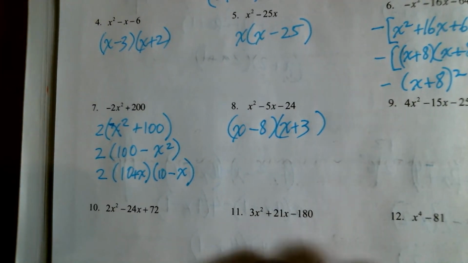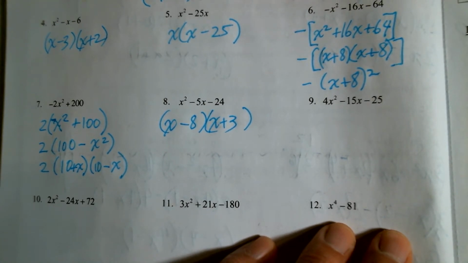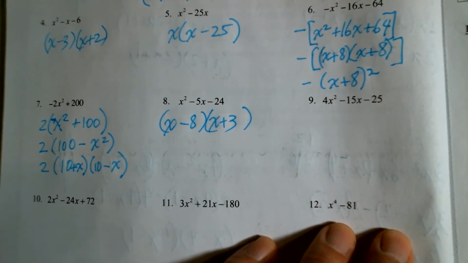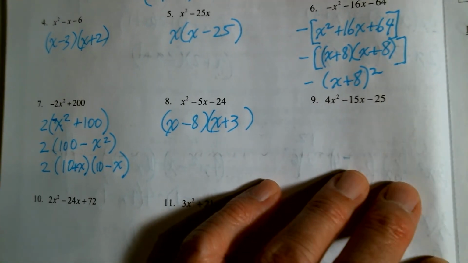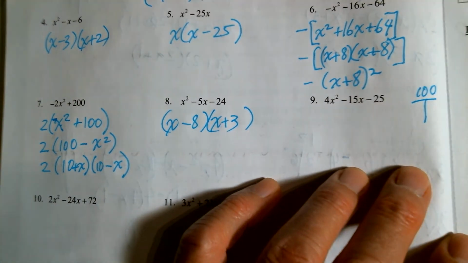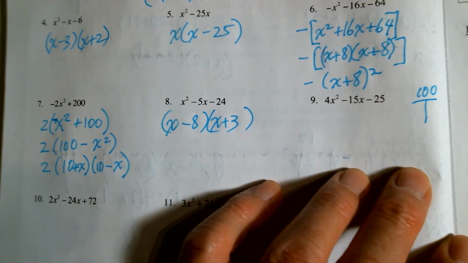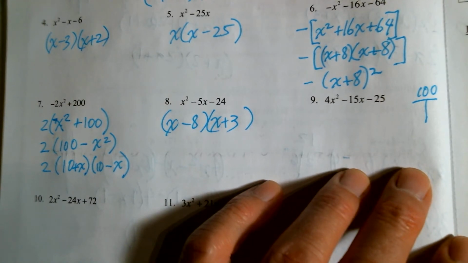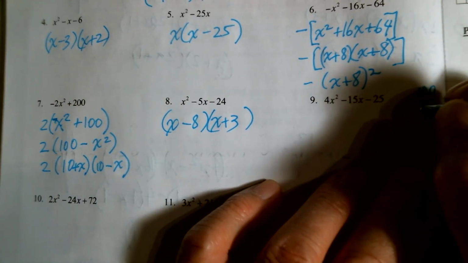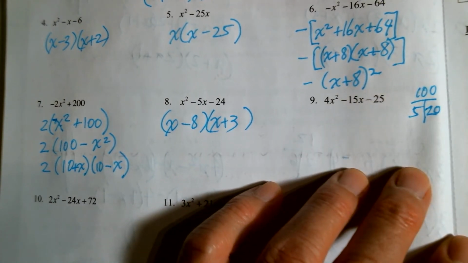Okay, number 9. This is a little bit more involved again. 4 times 25 is what? 100. Factors we can use: 2 and 50, 1 and 100, 4 and 25, 10 and 10, 5 and 20. Okay, I think that's going to work.